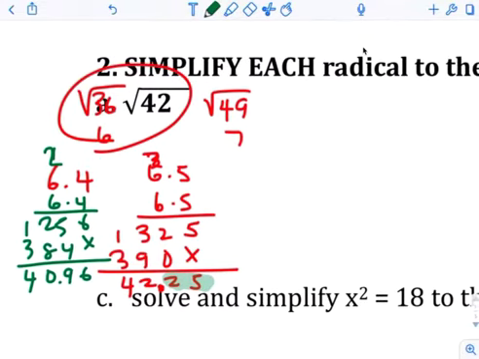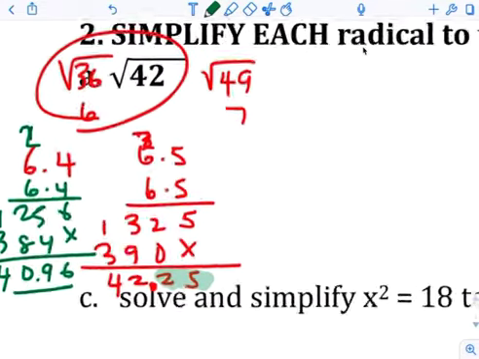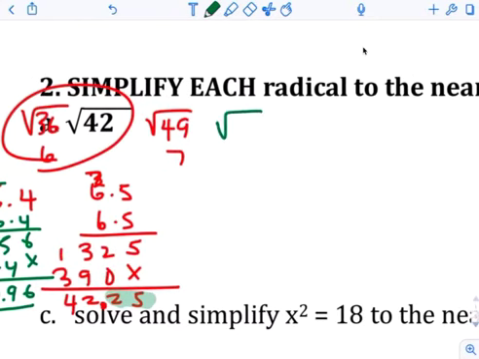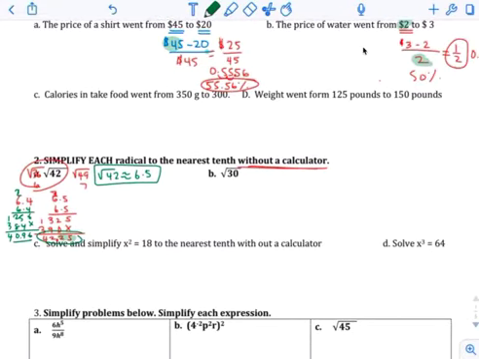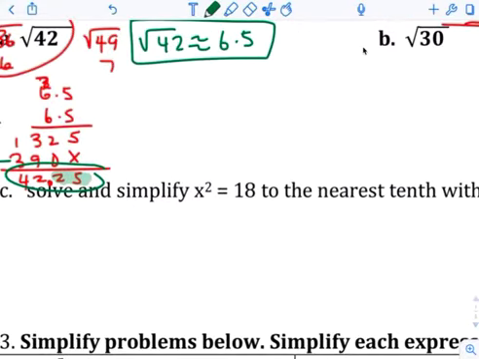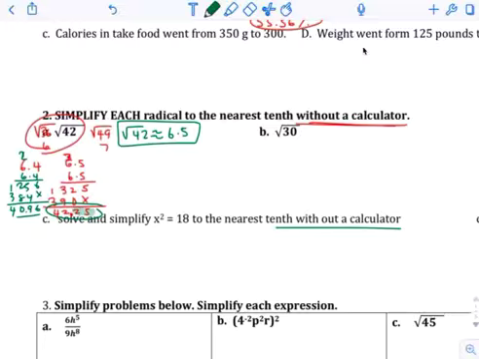Oh yeah, it's definitely over 1 away. So the square root of 42 is about, because we're rounding to the nearest tenth, 6.5. Okay? And then you know how to do that. Simplify this to the nearest tenth without a calculator.